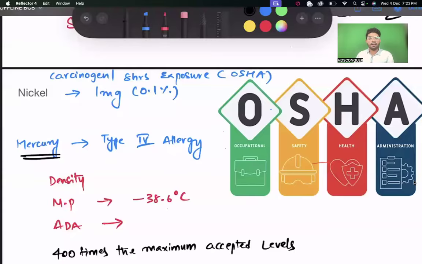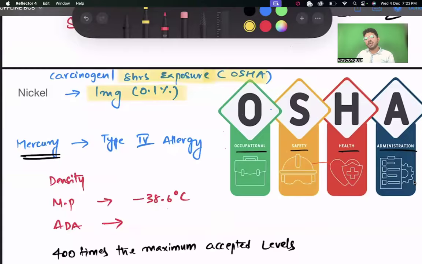OSHA full form, inclined to operative. OSHA full form is Occupational Safety Health Administration. According to OSHA, the amount of nickel that is permitted is 1 milligram or 0.1% in an 8 hours exposure. Okay, and very important aspects that we need to take notice of.